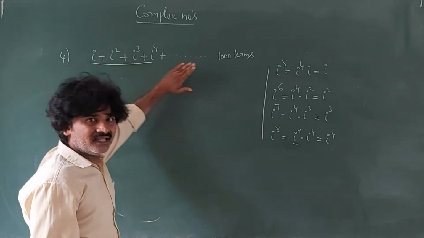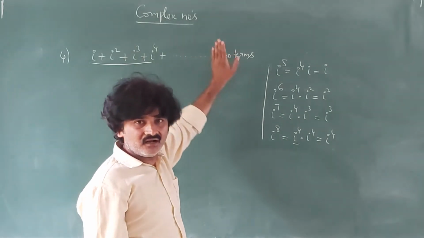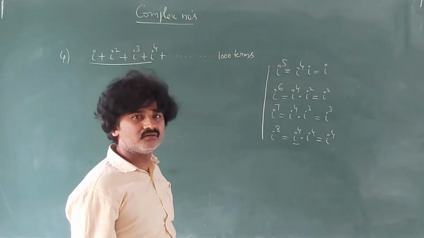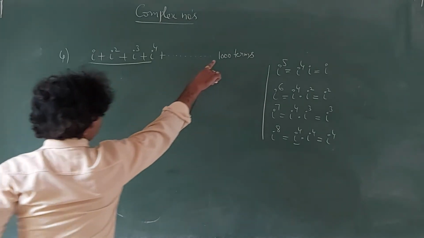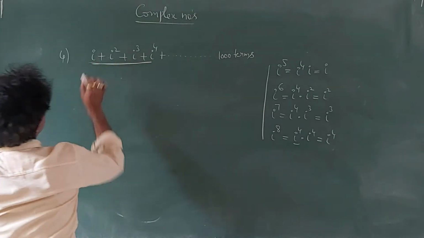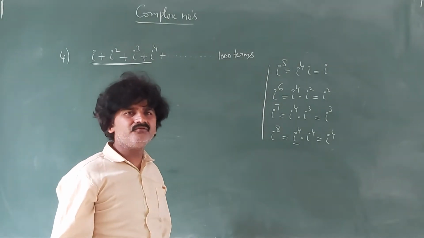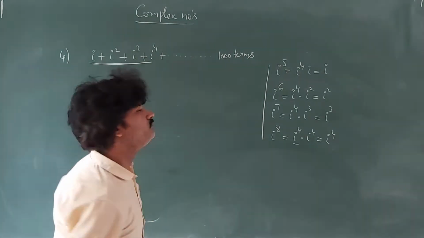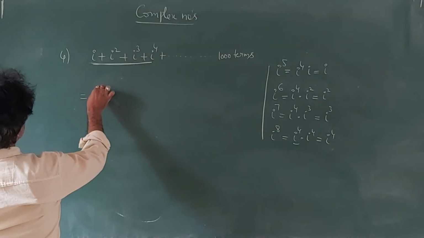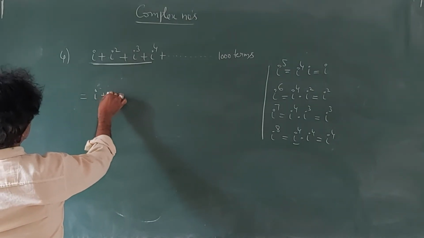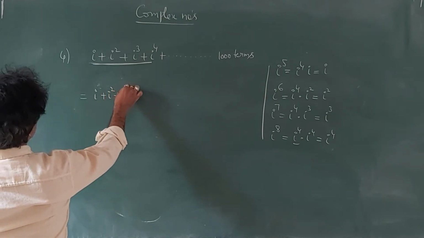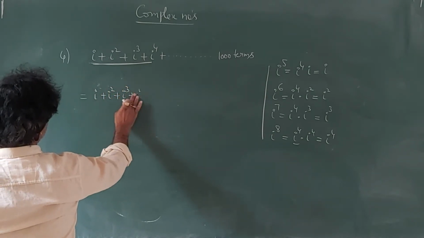After 4 numbers, again they will repeat. Again after 4, again they will repeat. So in this 1000, these 4 terms are repeated. How many times? 1000 divided by 4, 250 times. So then i plus i square plus i cube plus i power 4.